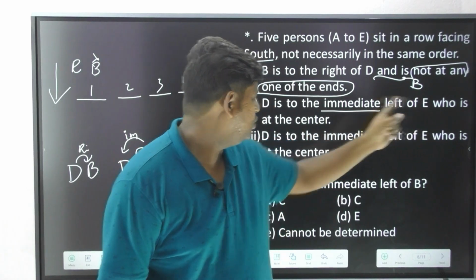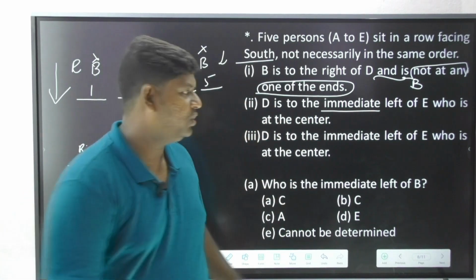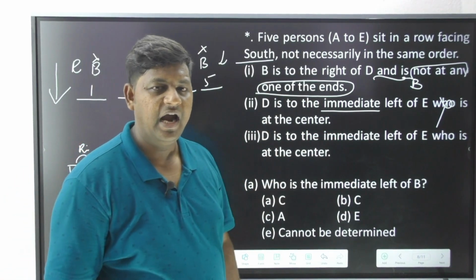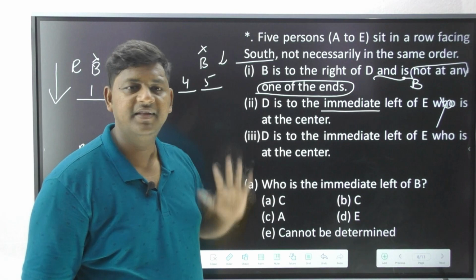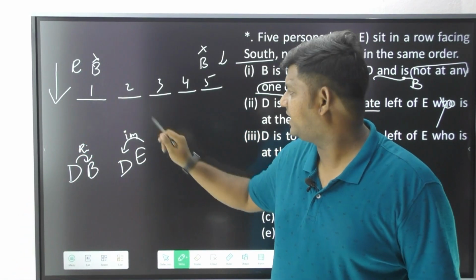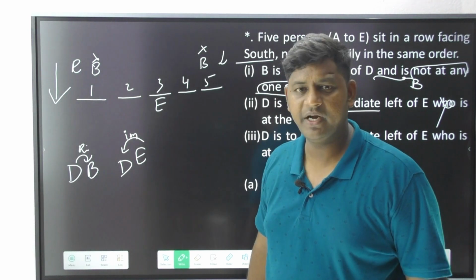Who is at the center? As I told you, who, which and whose? I have to just eliminate it and read my sentence. E is at the center. Now tell me, out of 5 positions, what do you mean by center? At position number 3. Am I correct?